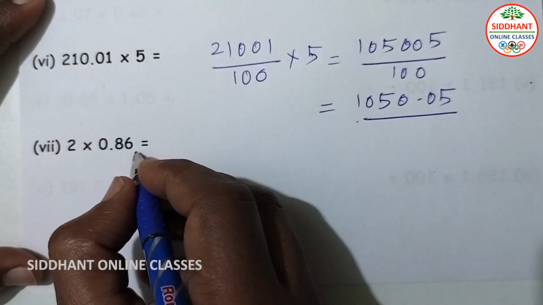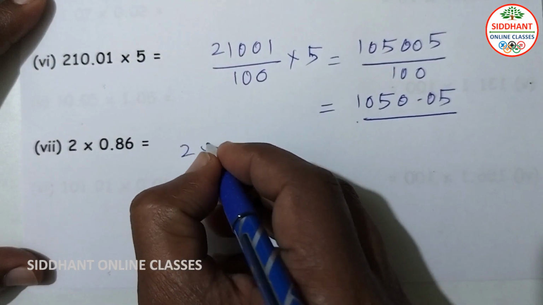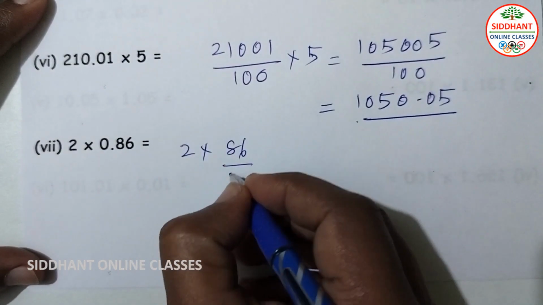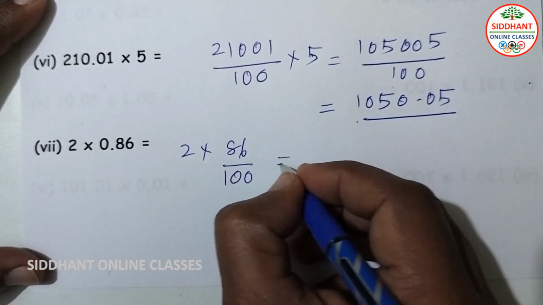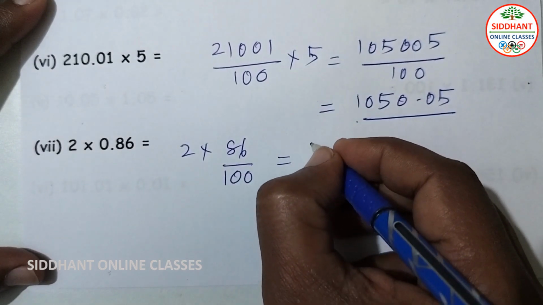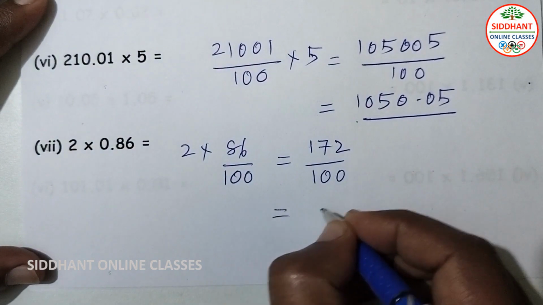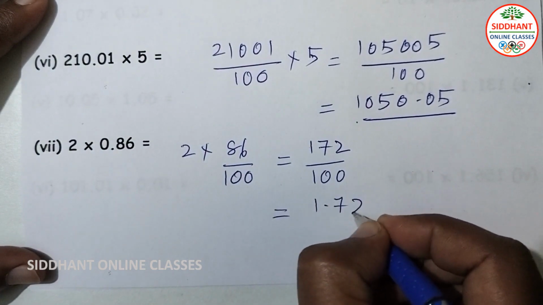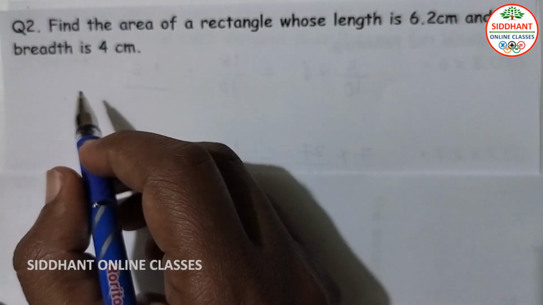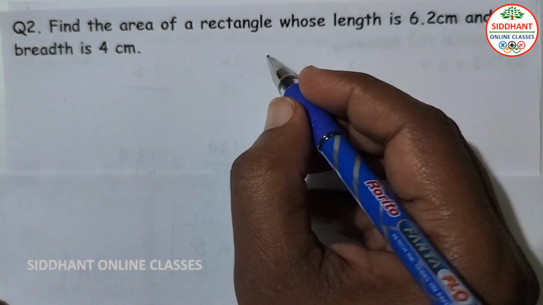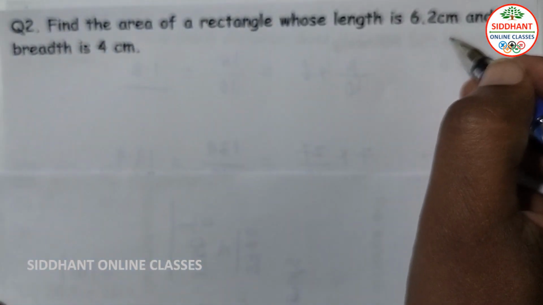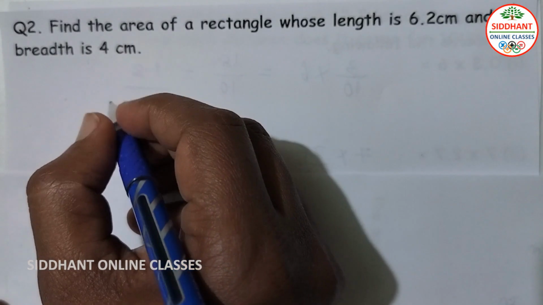Now 2 into 0.86. 2 into 86 by 100, that equal to 172 by 100, that equal to 1.72. Question number 2. Find the area of rectangle whose length is 6.2 centimeter and breadth is 4 centimeter.